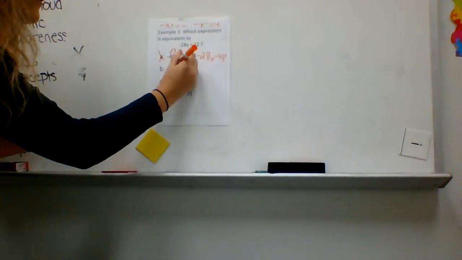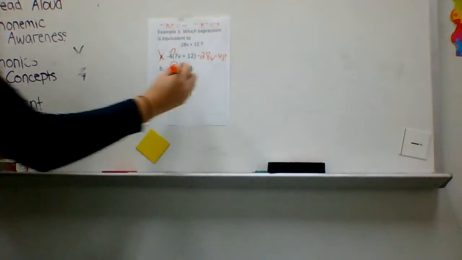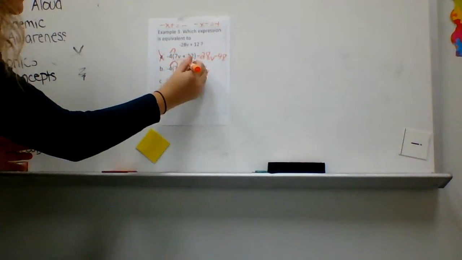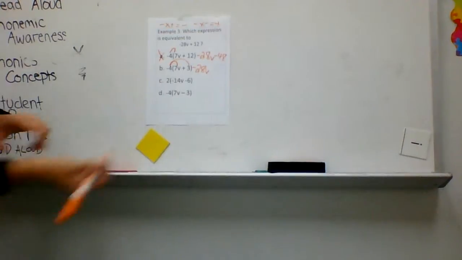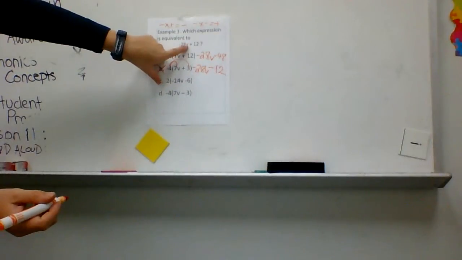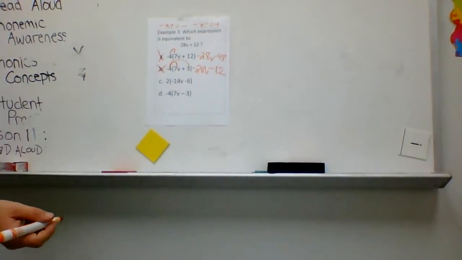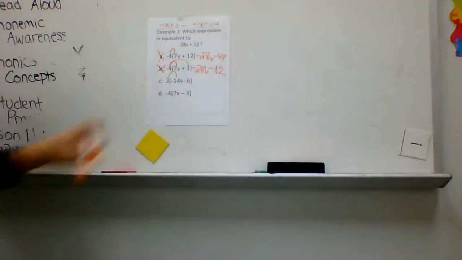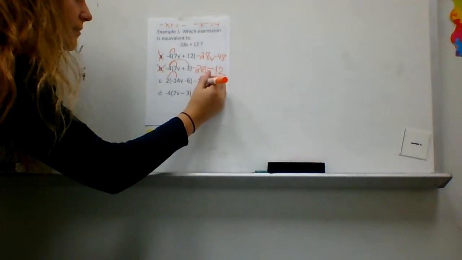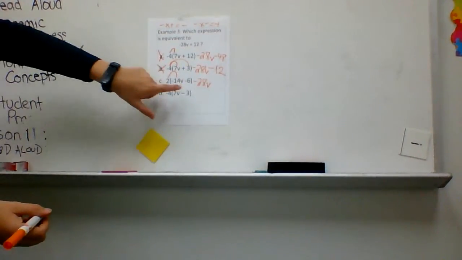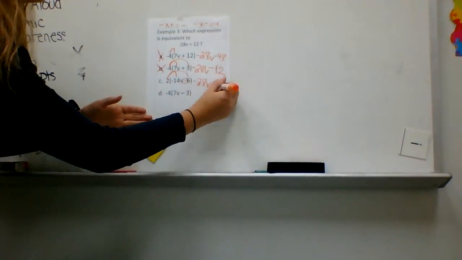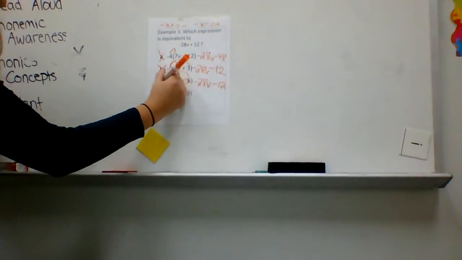Next one, negative 4 times a positive 7 is going to give me a negative 28v. And a negative 4 times a positive 3, a negative times a positive will give me a negative 12. B does not match either. This is negative 12. I'm looking for a positive 12. Next one, C. 2 times negative 14b. Well, 2 times negative 14 is negative 28, and I have a v. And I'm going to do 2 times a negative 6. 2 times a negative 6 is going to be negative 12. That gave me the same answer as B. That's not what I'm looking for.